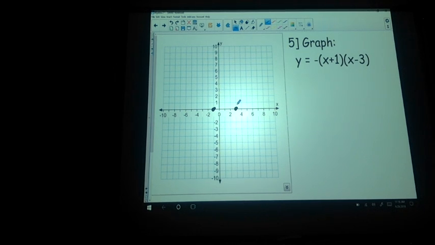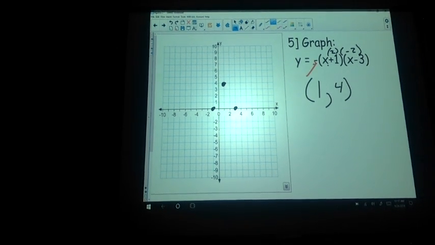Agree? Parabola open up or down? What's halfway between? 1. Okay, so I'm going to plug 1 in. 1 plus 1 is 2. 1 minus 3 is negative 2. 2 times negative 2 is negative 4, times that negative, you get a positive 4, so 1 comma 4. Does it make sense that this parabola should be open downward? I have a negative right there, so I think so.